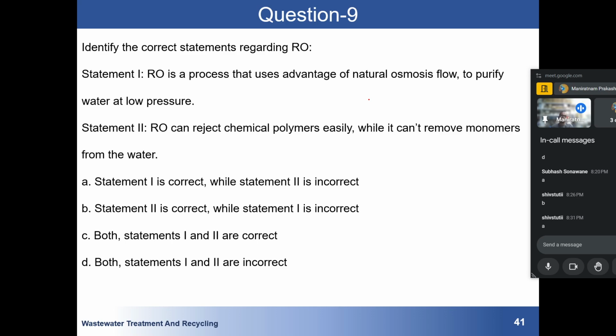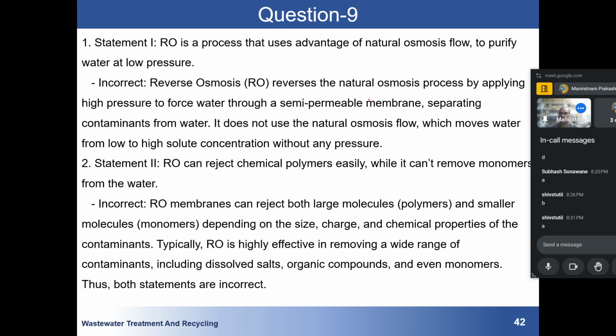With some common sense, if you know what reverse osmosis is and how it is done, anyone can easily answer this question. There is no rocket science in this question. Very easy question. Anyone with any answer? So both the statements are incorrect. Remember, for reverse osmosis, huge pressure is required. Incorrect. Reverse osmosis reverses the natural osmosis process by applying a high pressure to force the water through the semipermeable membrane.